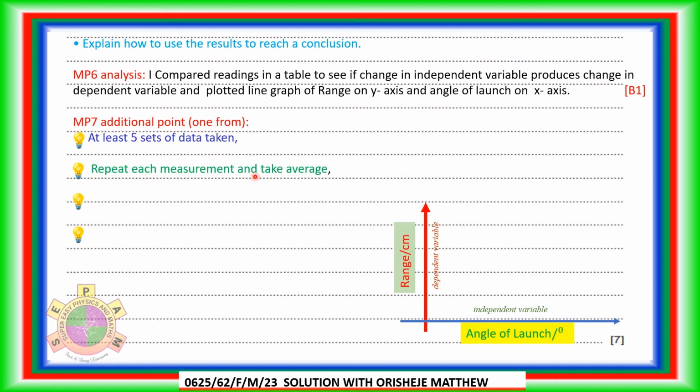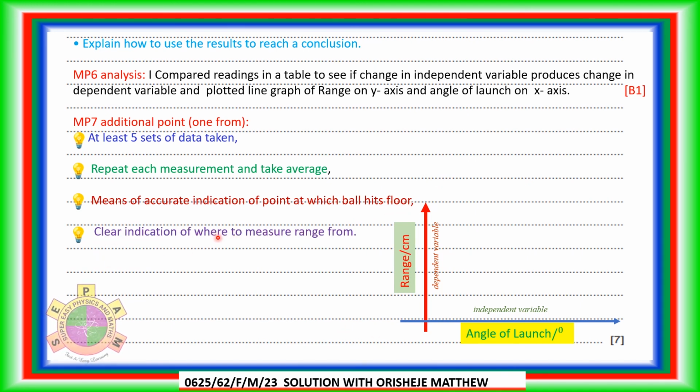Then repeat each measurement and take average. So for every angle, we repeated the rolling twice, and then we got the range and we calculated the average. So for doing this one, 1 mark. We already have the 7 marks, but let's just say in case, then the means of accurate indication of the point at which the ball hit the floor, like the use of the sand tray, which is extra material, but it was not given in this experiment. So for showing that sand tray in the setup, we have 1 mark.